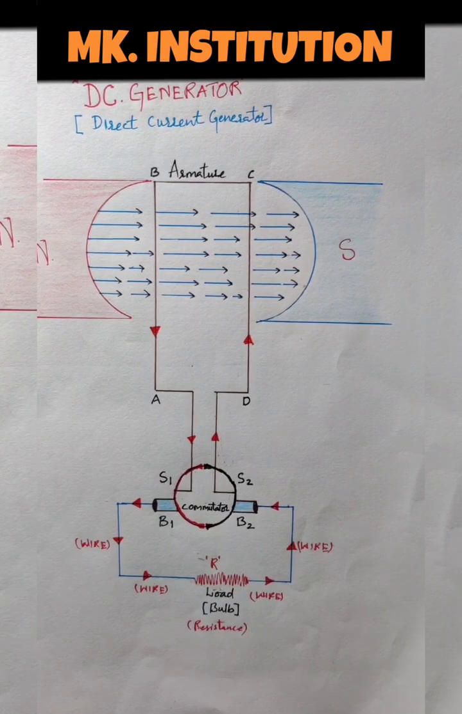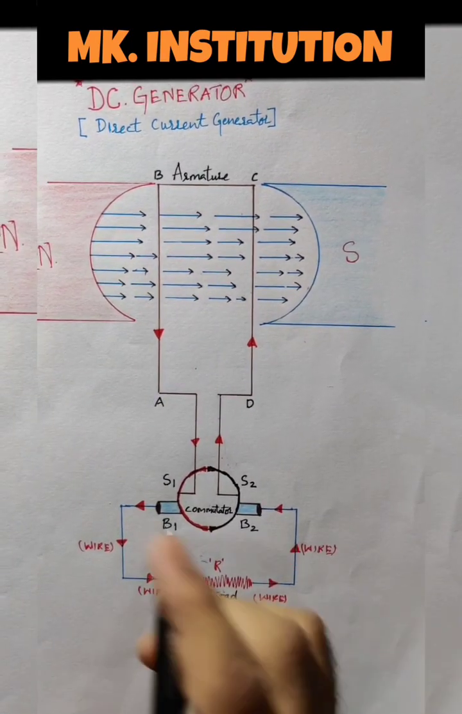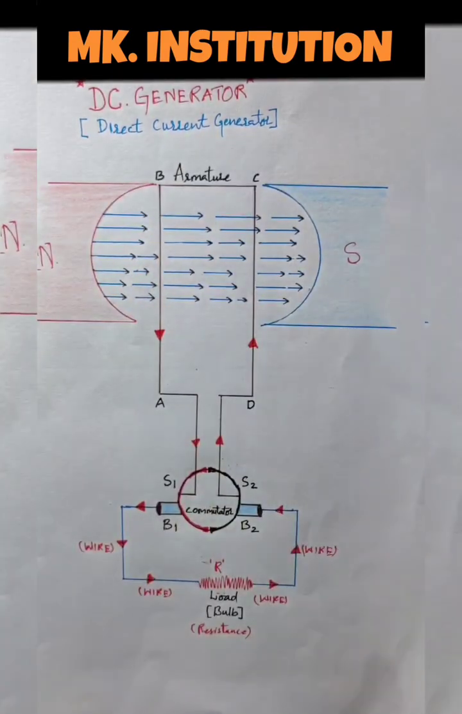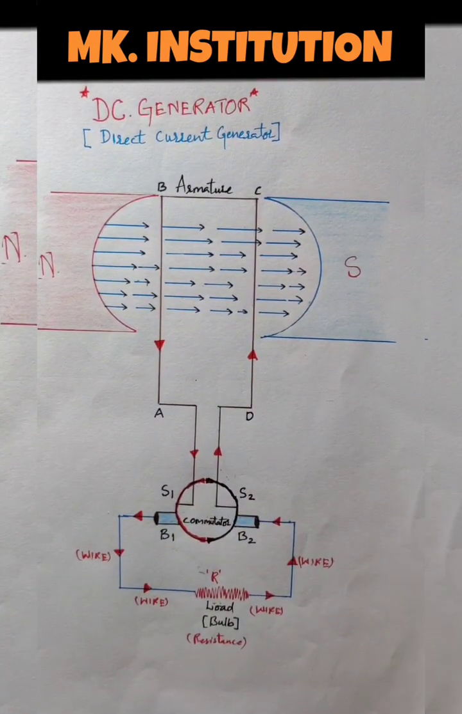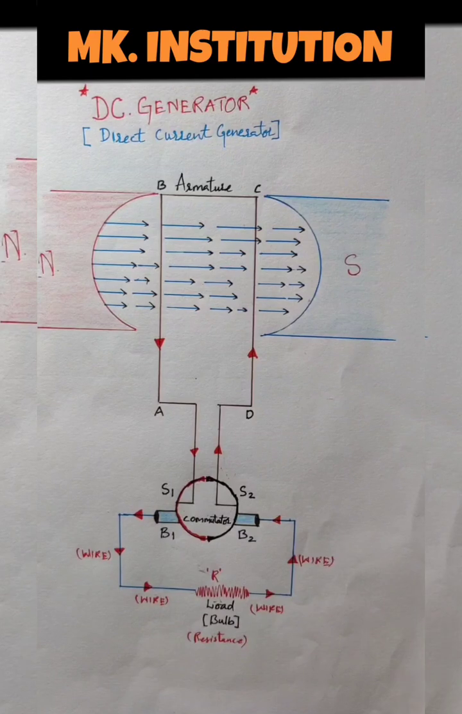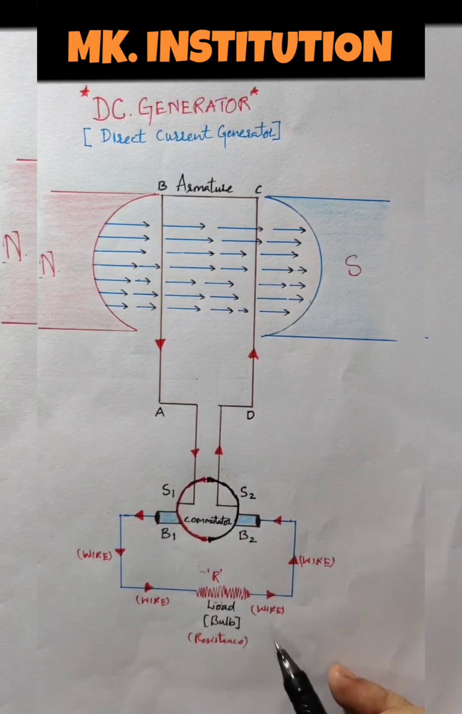Next is about the DC generator. What does DC generator mean? It is nothing but direct current generator. I'll explain why it is called a direct current generator.